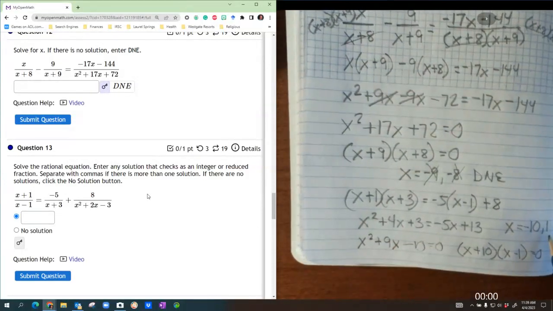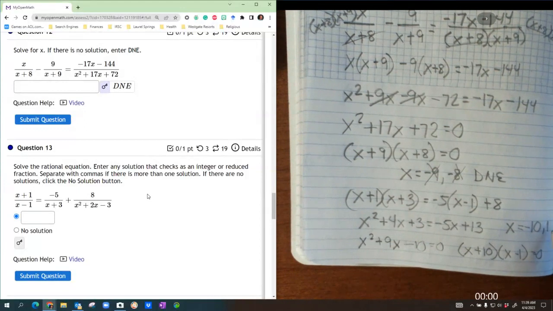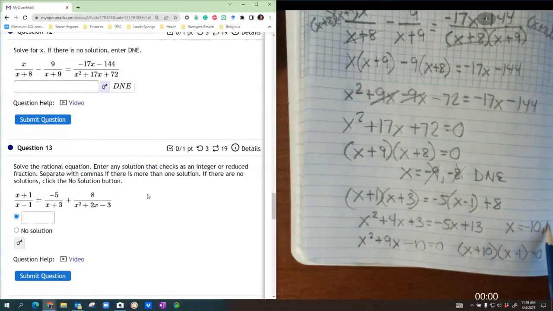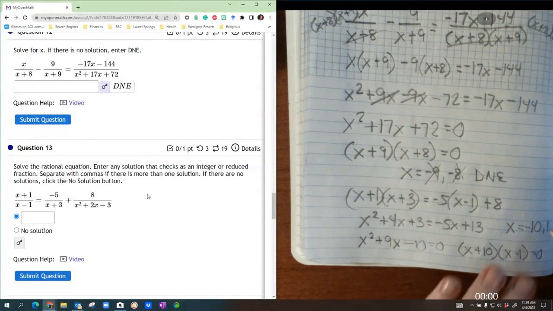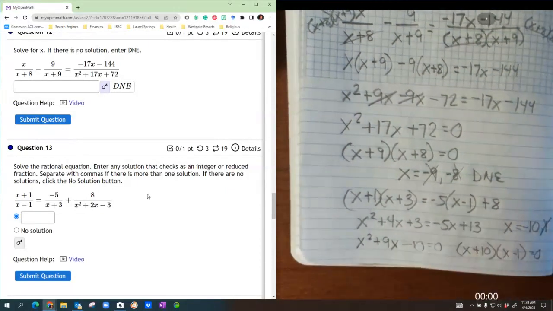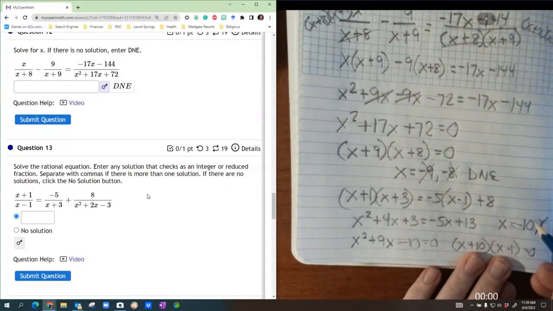Coming back into the original equation, I can see that I can't have a positive 1 because I have x minus 1 in the denominator. So that throws this one out, leaving me with my answer of this one.